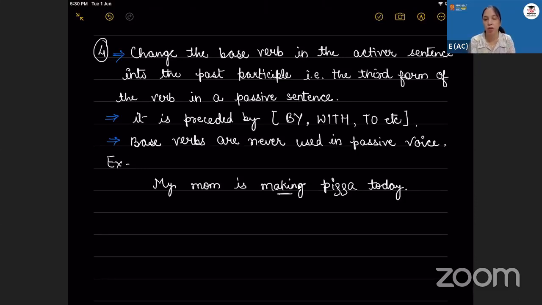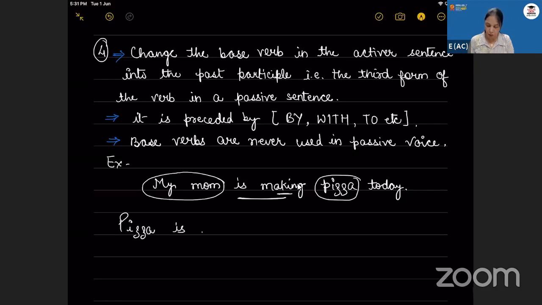What is the subject, Sharon? My mom. What is the object? My pizza. Pizza, right? And making is the verb. Convert it into passive voice, Sharon. Pizza is being made by my mom. Very good. Pizza is being made by my mom.